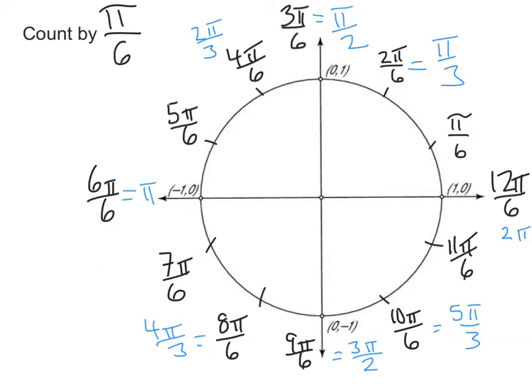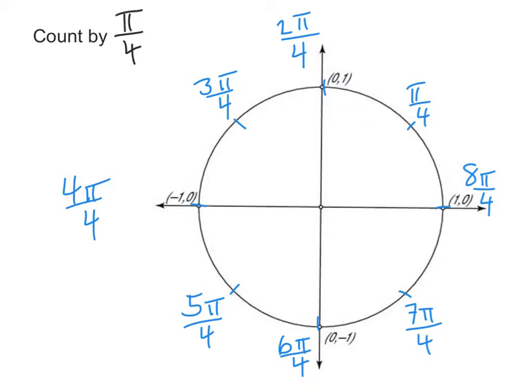If you want something like 4 pi over 3, you realize that if you double it, you'll get 8 pi over 6, so we need 8 pi over 6's. 1, 2, 3, 4, 5, 6, 7, 8. There's 8 pi over 6. So using this, you can fill in all the multiples of pi over 6, or the pi over 3's, on the unit circle.